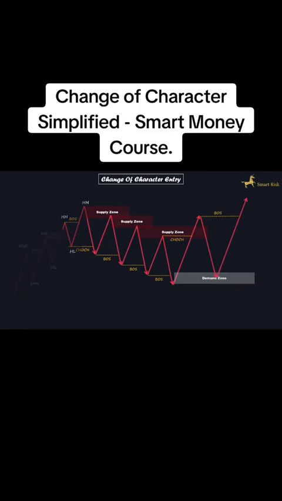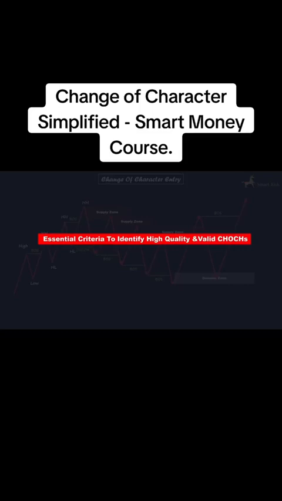Now let's move into essential criteria and rules that we need to consider in order to identify valid and high-quality change of character patterns in the market and understand how we can use them to our advantage.